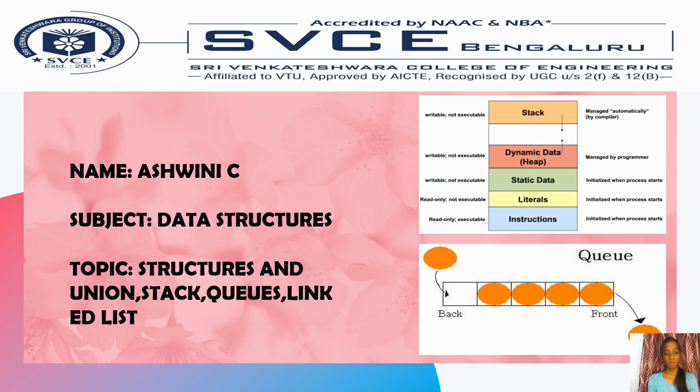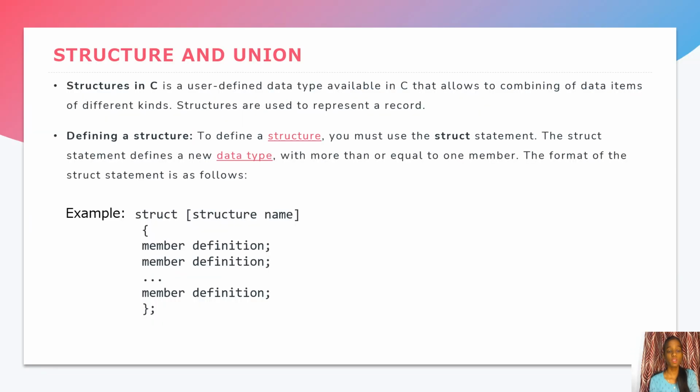Today's topic is about structures, unions, stacks, queues and linked lists. So first of all, we'll move on to what are structures and unions. Structures in C is the user-defined data type available in C that allows for the combining of data items of different kinds. Structures are used to represent a record.